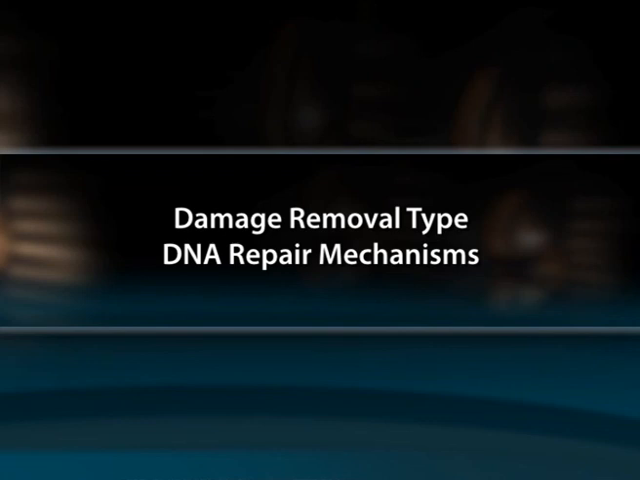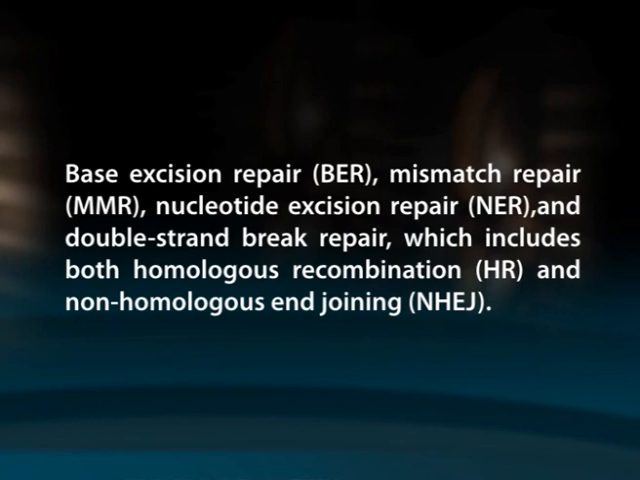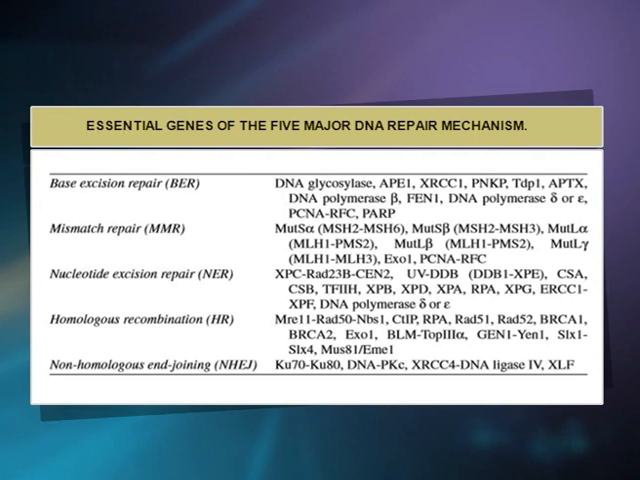Let us now study about damage removal type DNA repair mechanisms. To compensate for the many types of DNA damage that occurs, cells have developed 5 major DNA repair mechanisms, which are base excision repair or BER, mismatch repair or MMR, nucleotide excision repair NER, and double strand break repair, which includes both homologous recombination HR and non-homologous end joining NHEJ. In this table, you can see the 5 different types of DNA repair mechanisms and the important genes which are involved in the same.